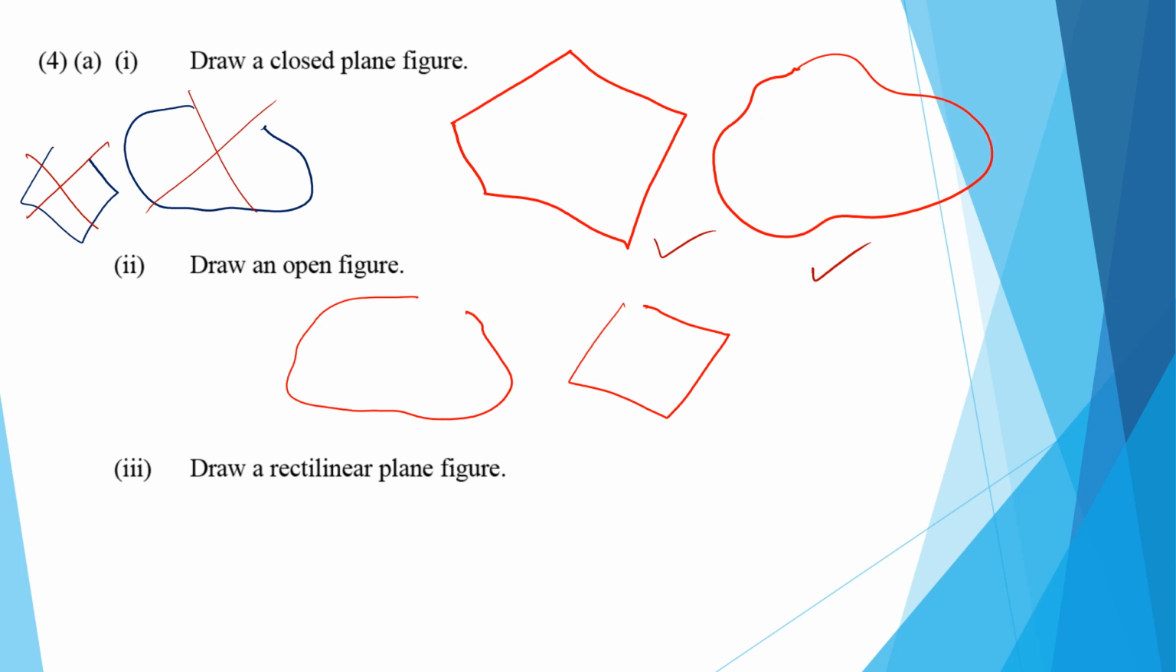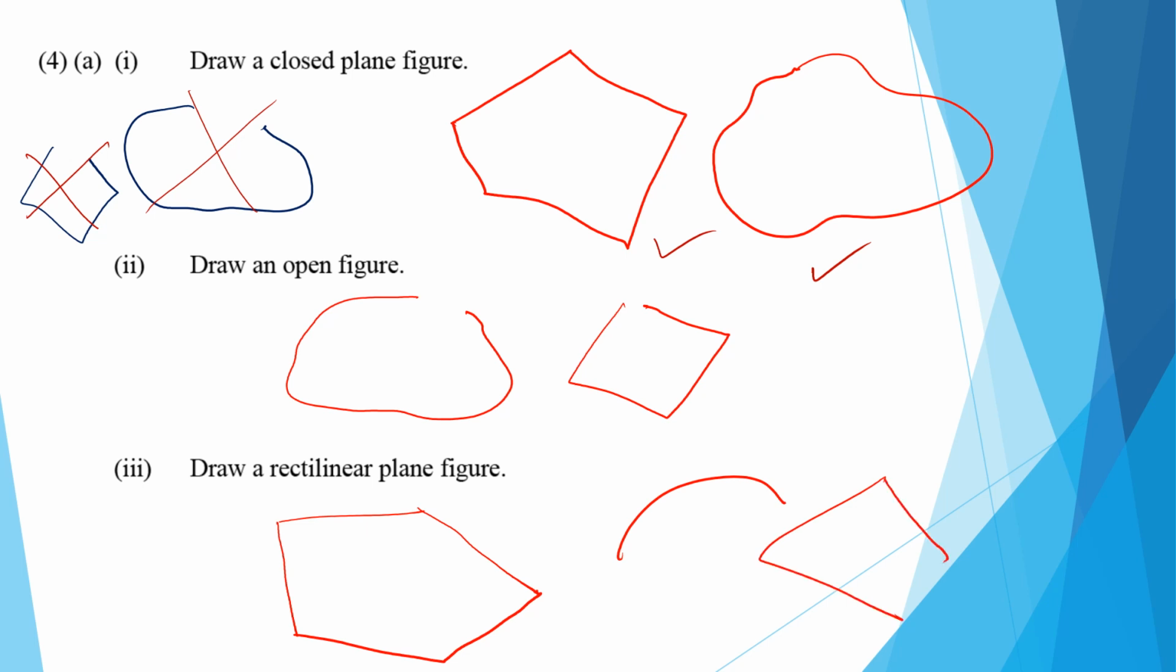Draw a rectilinear plane figure. A rectilinear plane figure must have only straight sides, and also they have to be closed, right? So you can use your ruler and draw something like this. Then this is a rectilinear plane figure. They have to be closed too. They must not have this kind of curves, and also they cannot be open like this. So if you write like this, these are wrong, but this one is right.